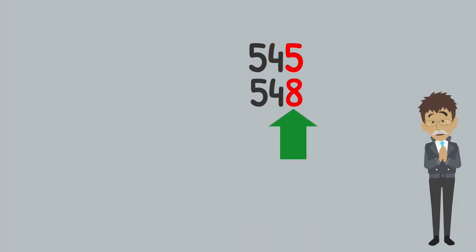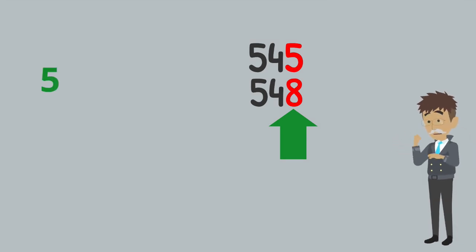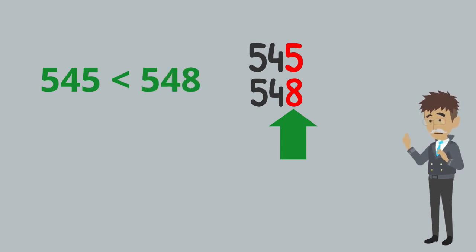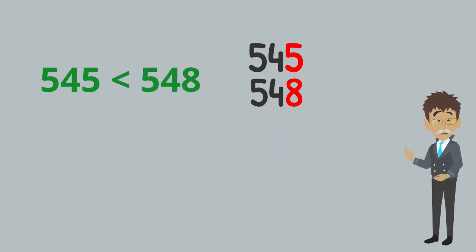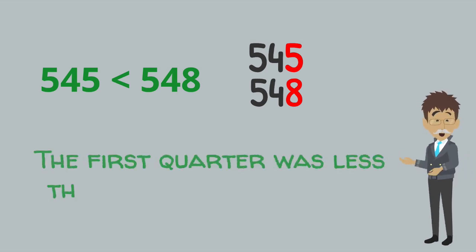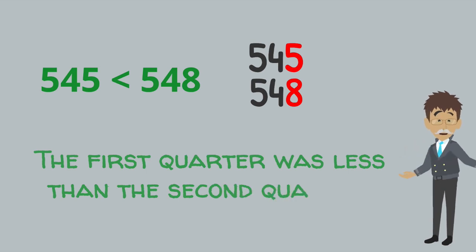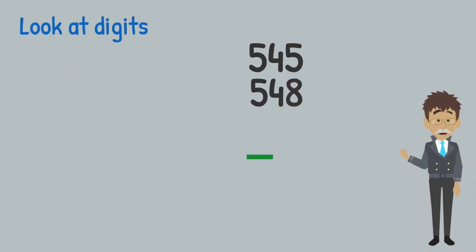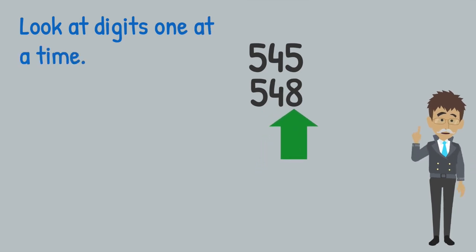In the ones position, there is a 5 and an 8. Since 8 is larger than 5, we know that 548 is the bigger number. We can write this as 545 is less than 548. From this expression, we can see that the first quarter with 545 units was less than the second quarter with 548. Using place value allows us to only worry about one digit at a time.